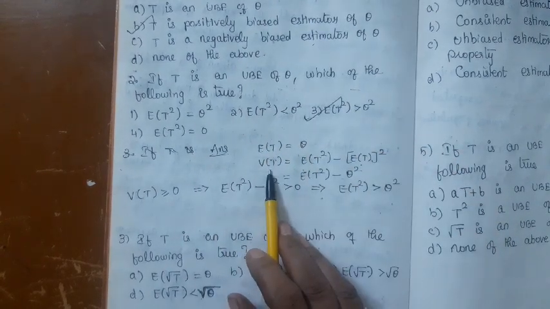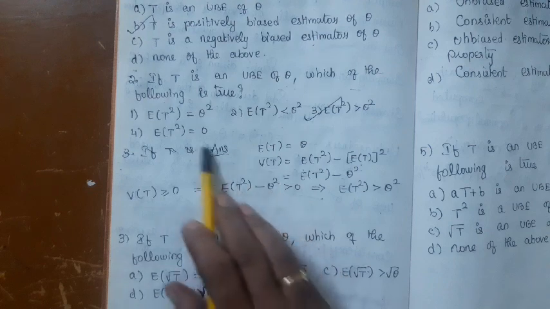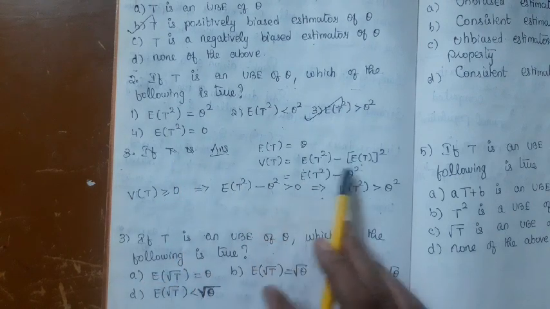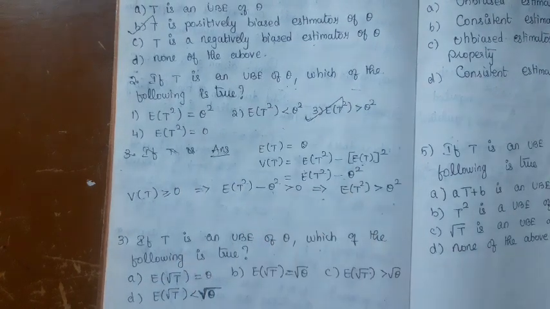I considered variance of T here because I wanted to know something about expectation of T square. So expectation of T square will be there inside the formula of variance of T. So I considered variance of T. Okay. Now let us come to the next question.